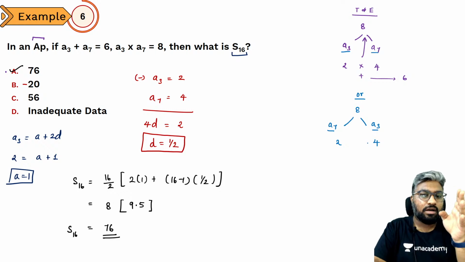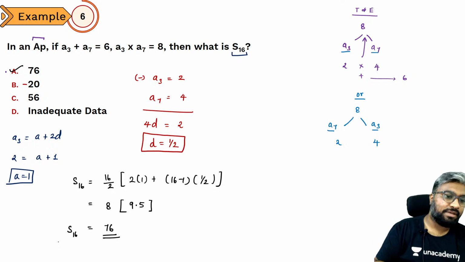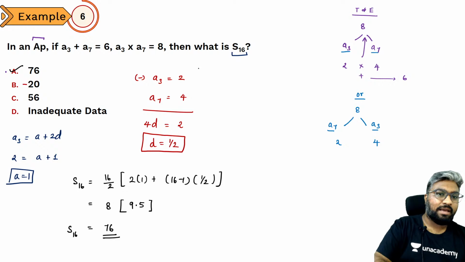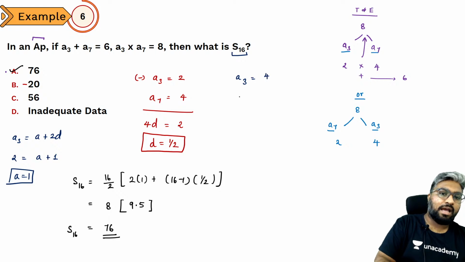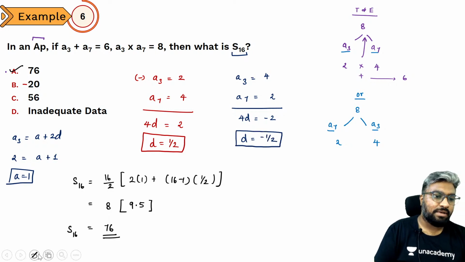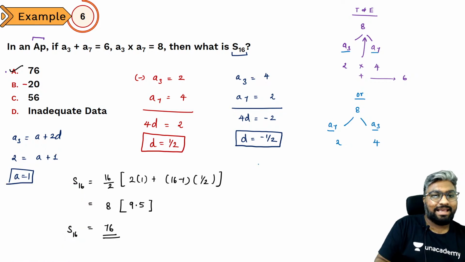It is a decreasing GP, I mean AP: 4, and so on, then 2, decreasing. So what I am suggesting is, if A3 is 4 and A7 is 2, what will happen? 4d will become minus 2, or d will become minus 1 by 2. If d is minus 1 by 2, first we'll find out what a is. What will a be? A3 is supposed to be a plus 2d.